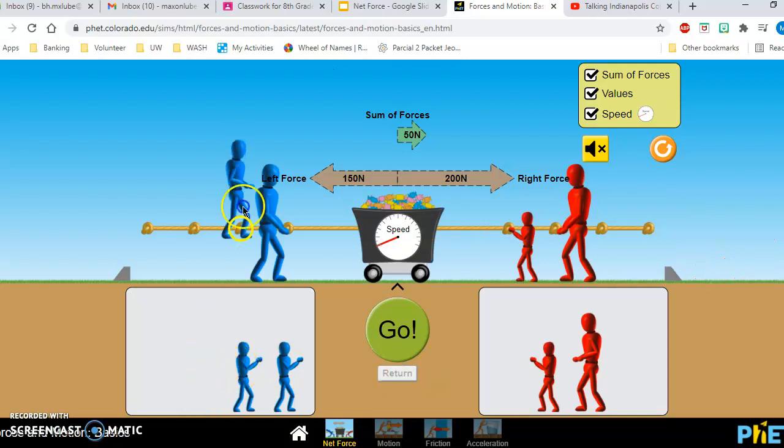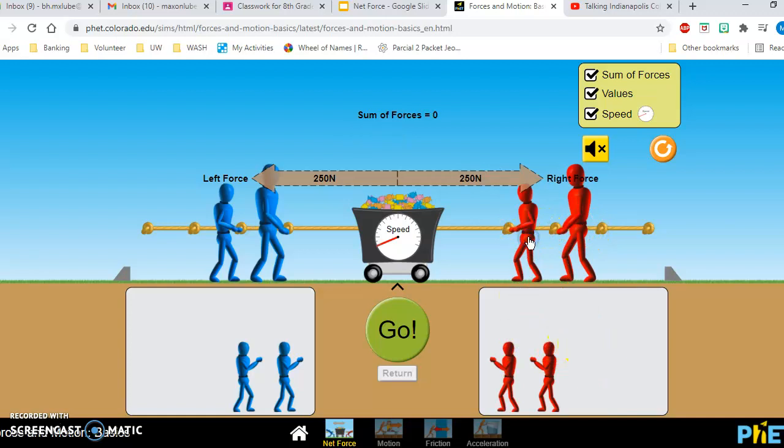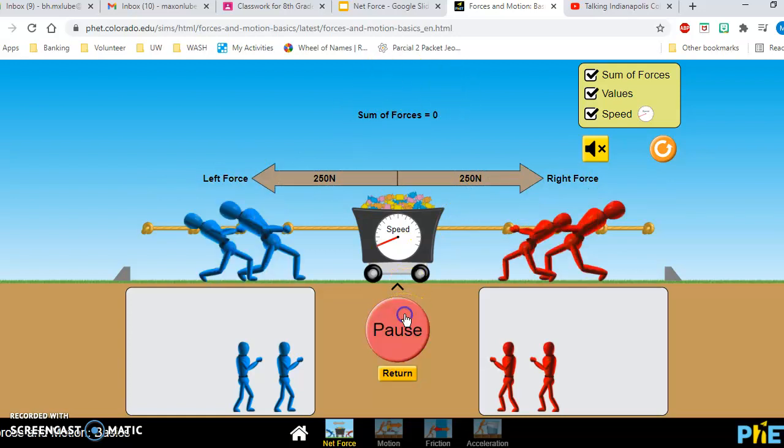And now let's look at the case when they are the same. So what happens when we put 250 newtons to the left and 250 newtons to the right? Our sum of forces is 0. When I hit go, nothing happens because we have a balanced force. So I think this is a good way to kind of picture and visualize and see exactly what I mean by balanced or unbalanced forces.